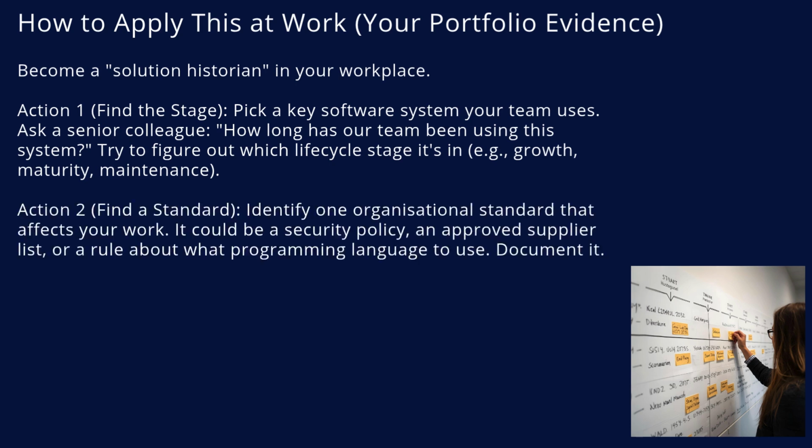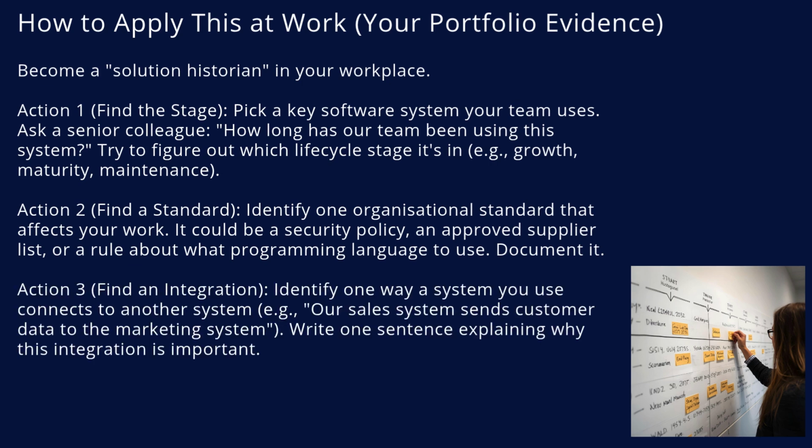Second, find a standard. Ask your team lead if there are any key company standards you have to follow. It might be a specific security rule or a list of approved software. Find just one and write it down in your portfolio. Third, find an integration. Think about the systems you use. Can you identify one point where it connects to another system? For example, maybe when you update a customer's address in one system, it automatically updates in another. Describe that connection in 1 or 2 sentences. This shows you're thinking about the whole ecosystem.